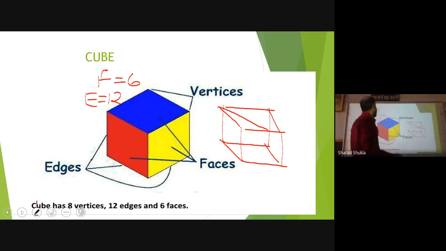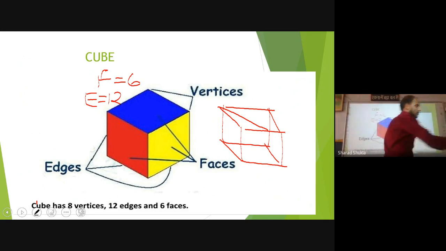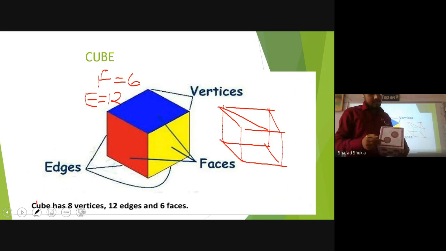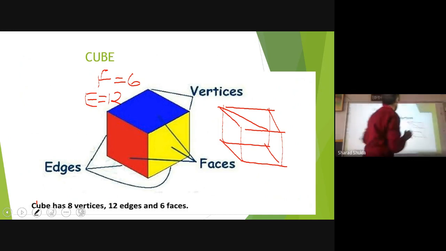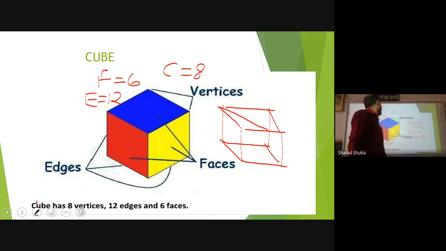How many corners? Count the corners, son. Look at this. 1, 2, 3, 4. On the back side 5, 6, 7, 8. 8 corners. Okay. 8 corners. So we find here the faces, corners, and edges of the cube. Clear?